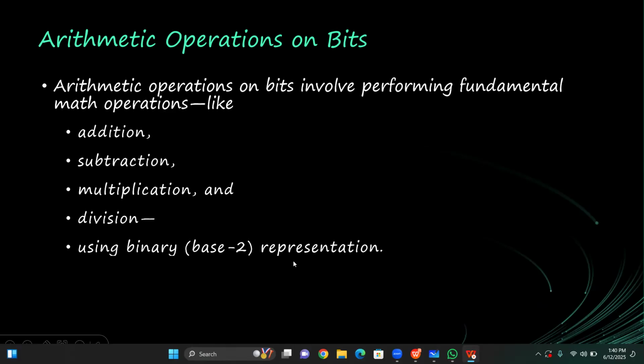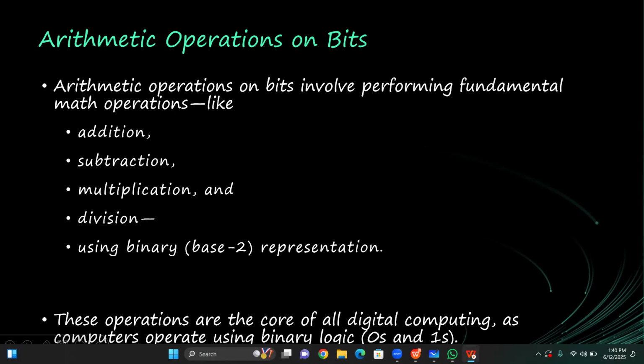All right. So these operations are the core of all digital computing. As computers operate using binary, we all know this. Everything that we do in a computer has to do with this binary logic, zeros and ones. So every operation we're performing is only going to be on zeros and ones.